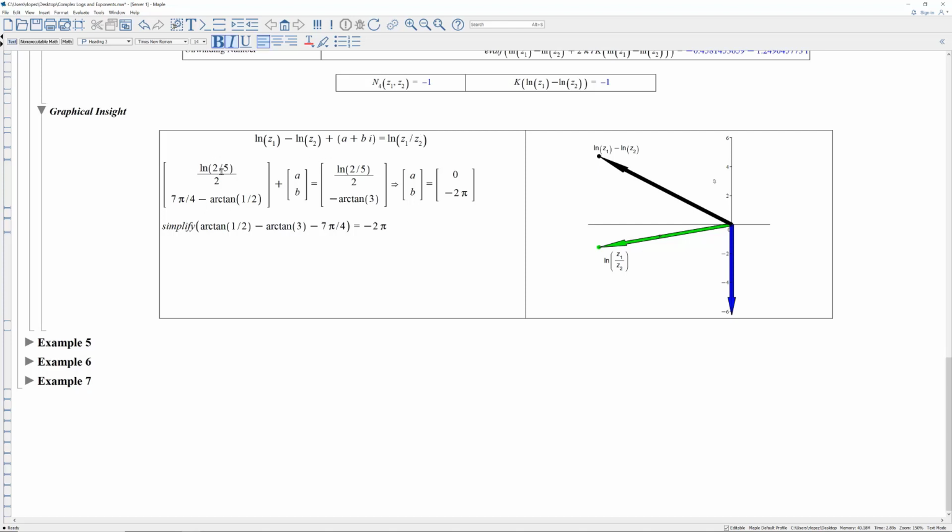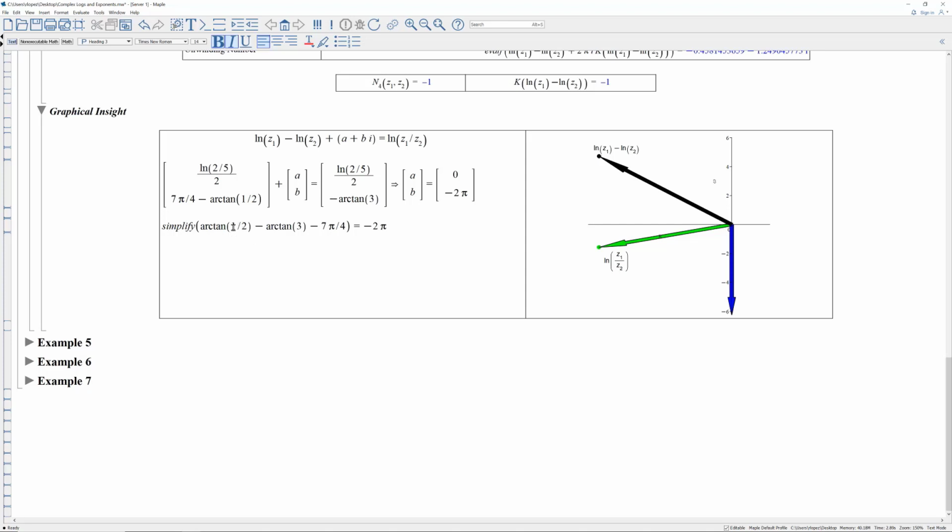This is the incorrect one, log minus log. So the difference of the logs gives you this. You have to add something to get the correct one, which is this. And you can see here that A is going to be 0, and you have 7/4 pi minus arctan of a half, and here you have minus arctan 3. Well, now you have a problem of sorting that out, so let's get Maple to do that.